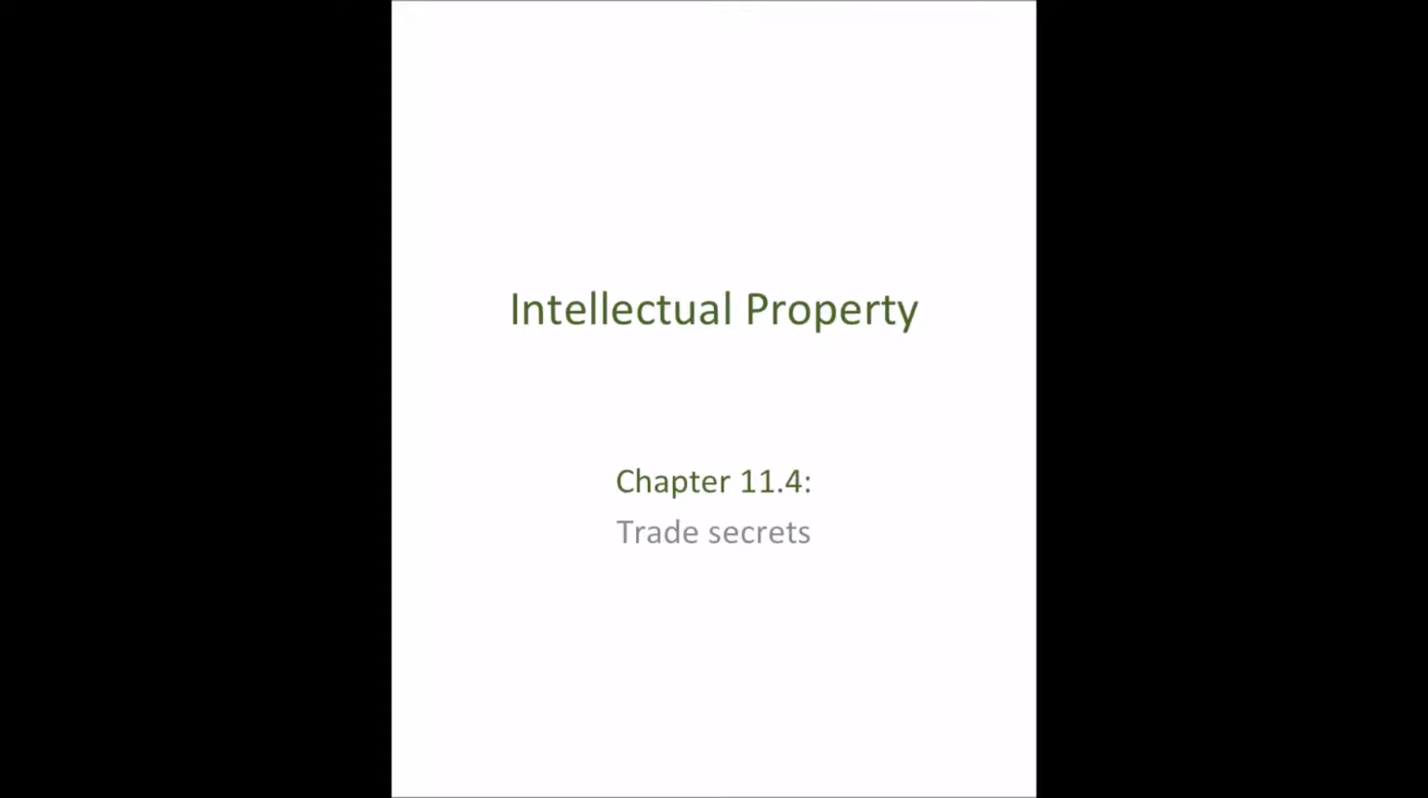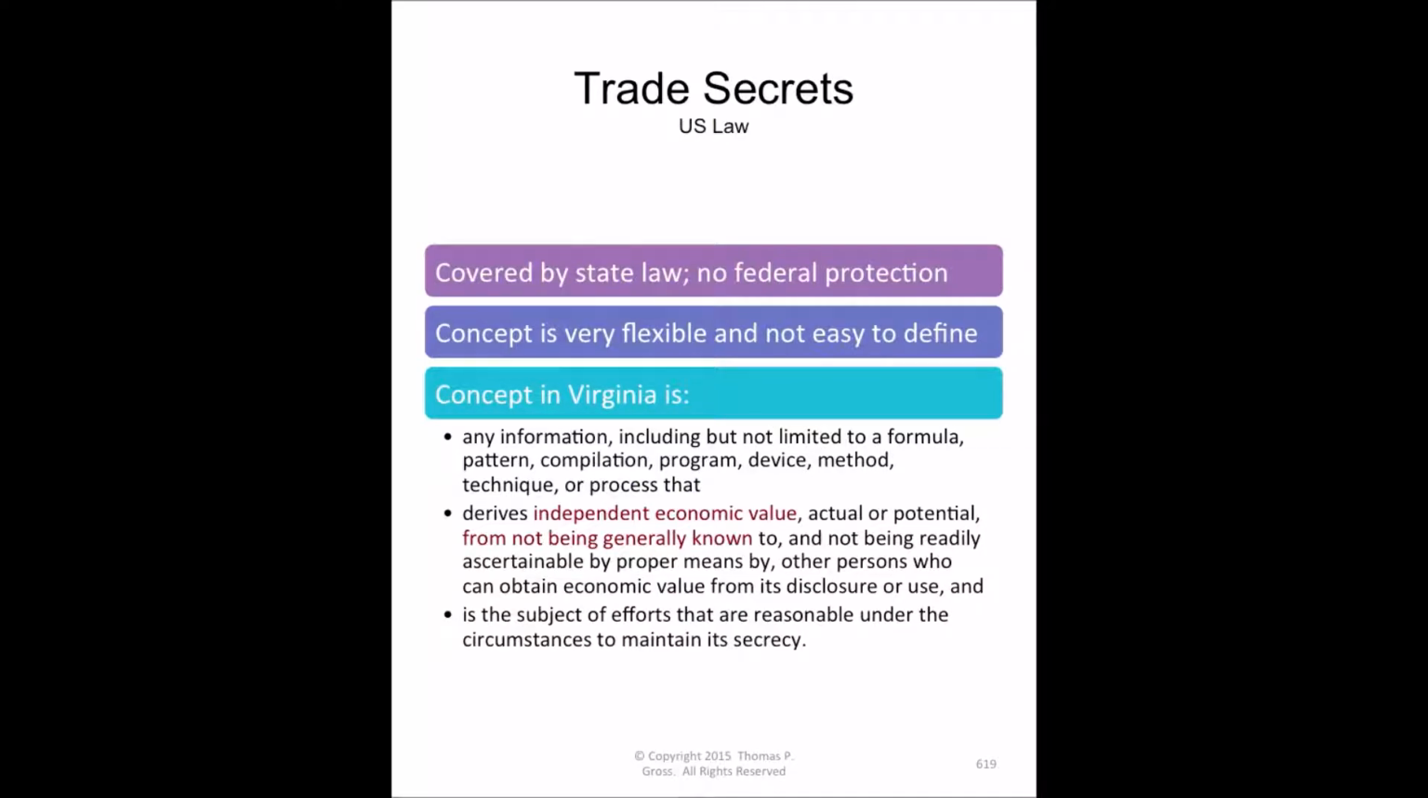Okay, trade secrets is another branch, another category of intellectual property. There's no federal law on this. It's all covered by state law. And it's a very flexible concept. It's not easy to define. But here you see in the state of Virginia, any information, which are formulas, patterns, programs, devices, that derives independent economic value, whether actual or potential, from not being generally known to others and not being readily ascertainable by proper means.